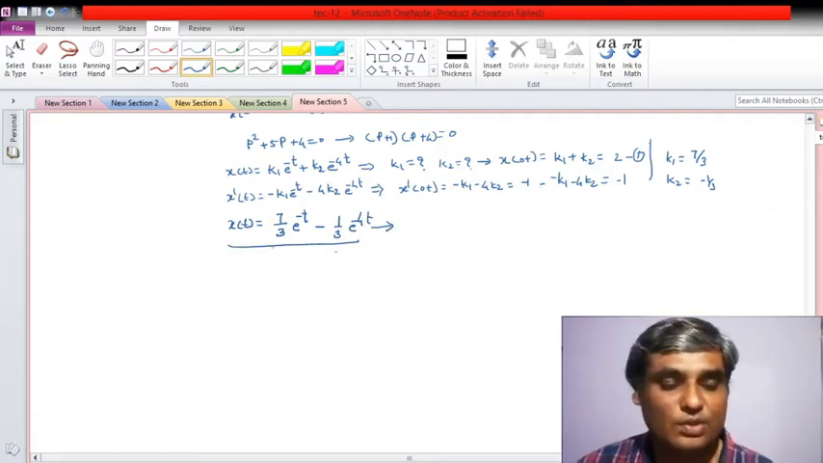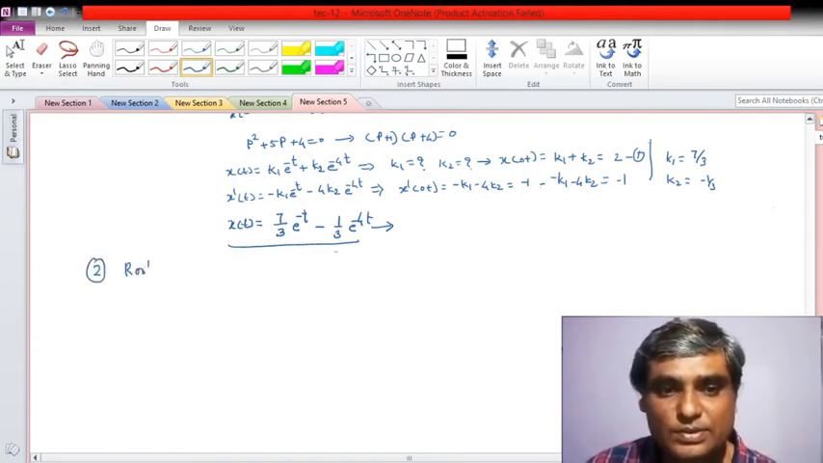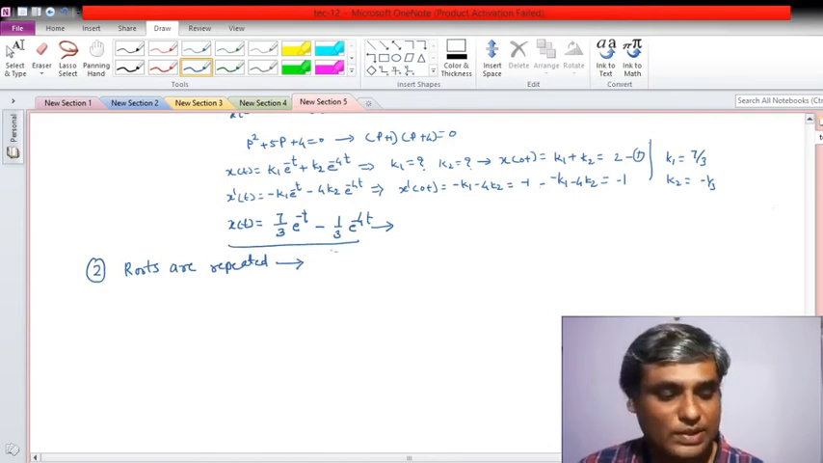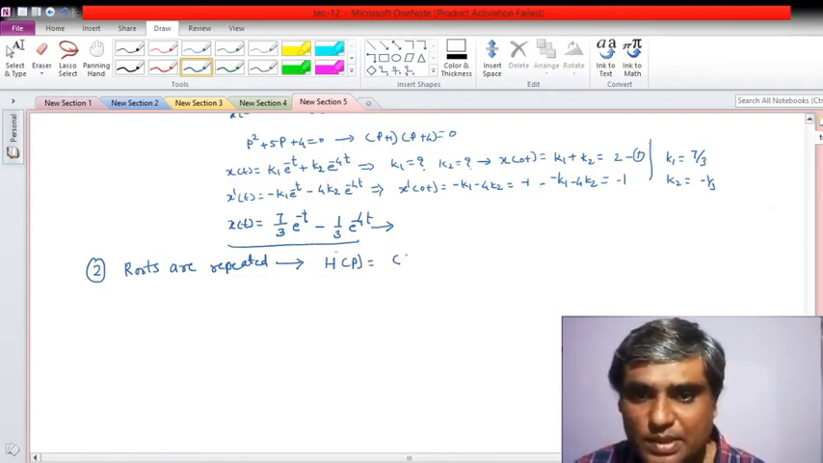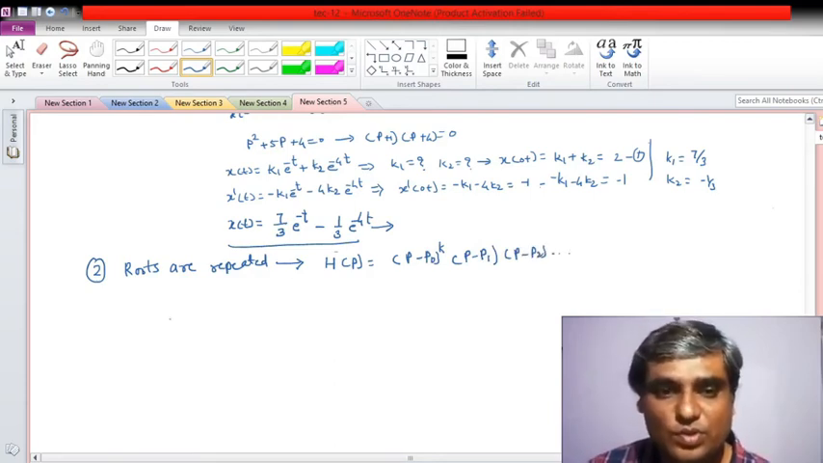This way you can find out if the roots are distinct. Now what if the second condition is that the roots are multiple, or repeated? How to solve that? Suppose I have a characteristic equation like this, with k multiple roots. Let me write that (p minus p0) to the power k for the k multiple roots, then (p minus p1), (p minus p2), and the others are distinct. So how can you write the solution?